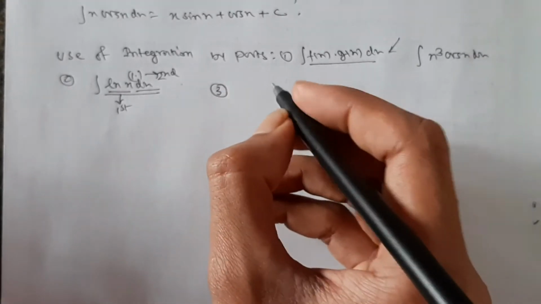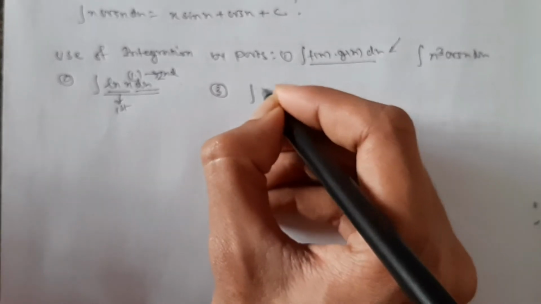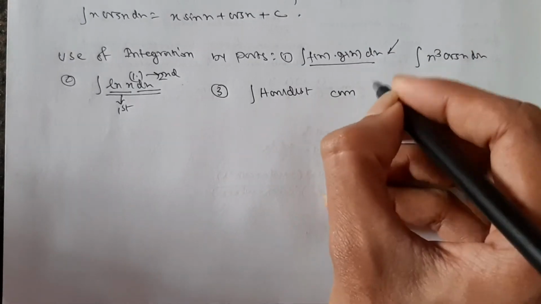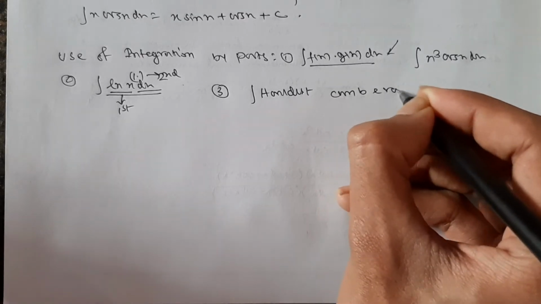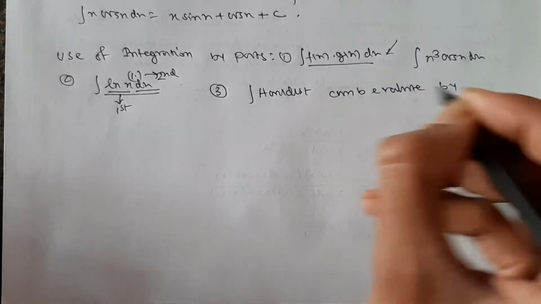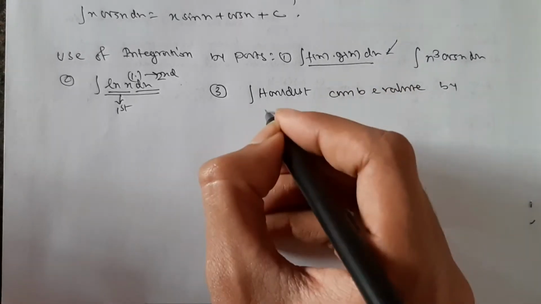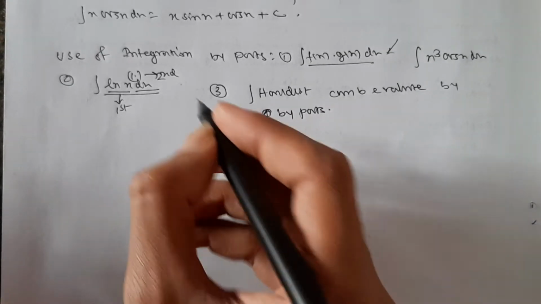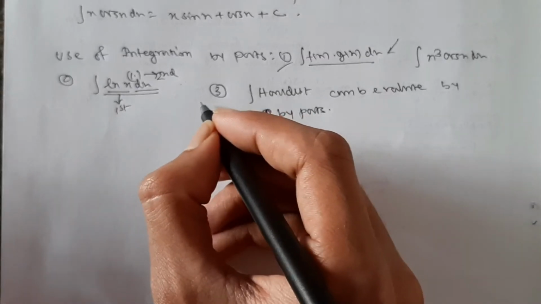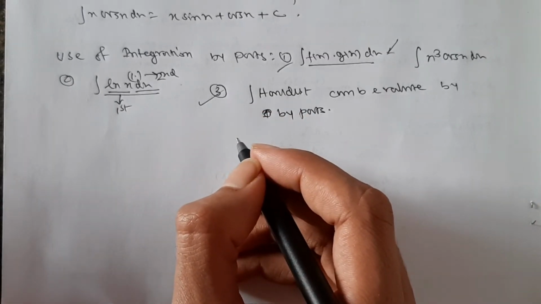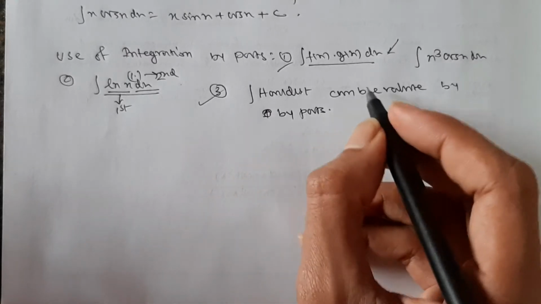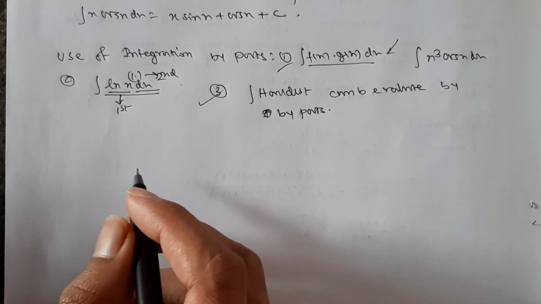And third, any hardest integration can be evaluated by integration by parts. So in these three cases, if a hard integration cannot be evaluated by a simple method of substitution and we do not know the primary formula, then we should use integration by parts.